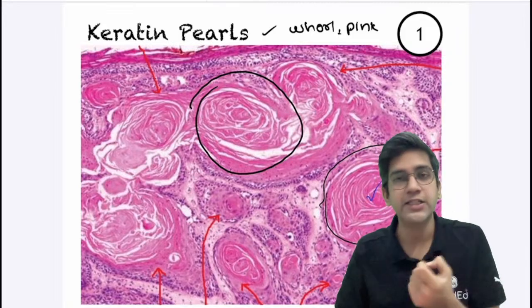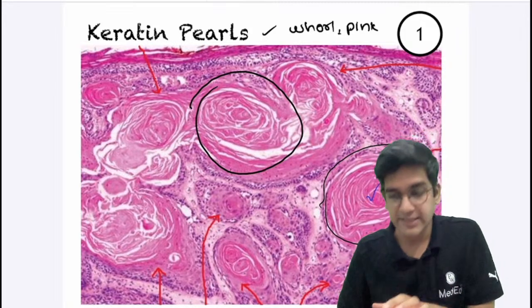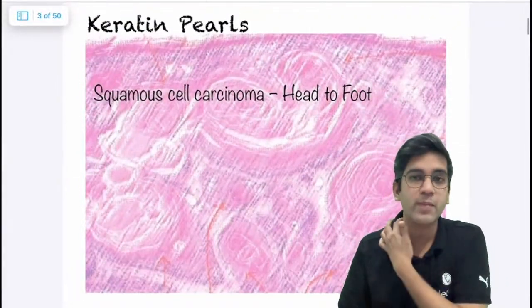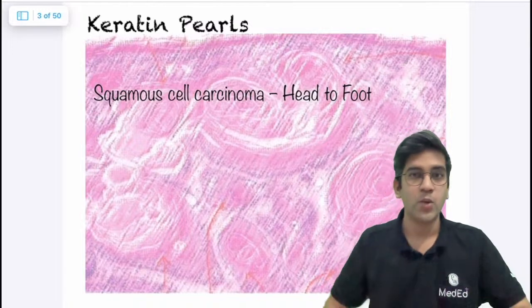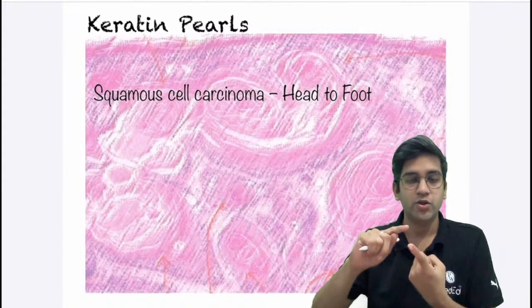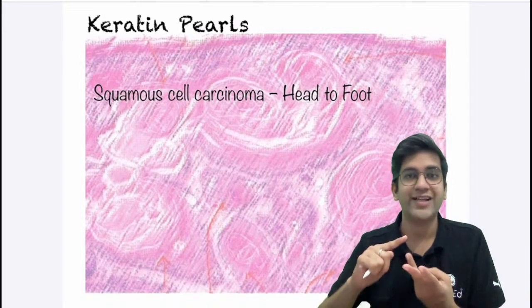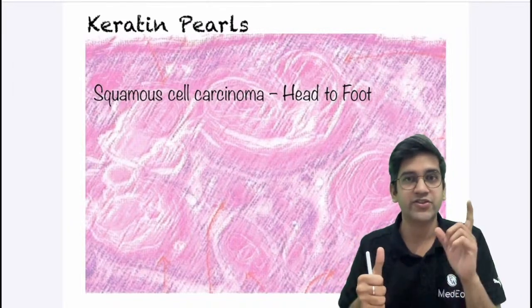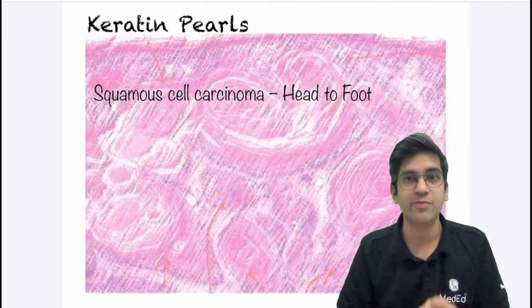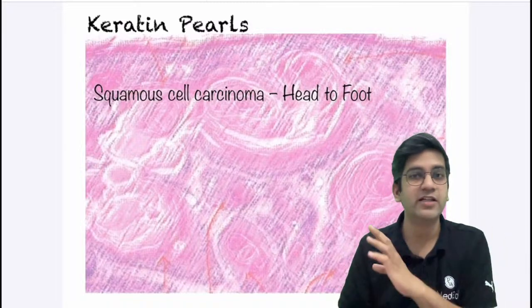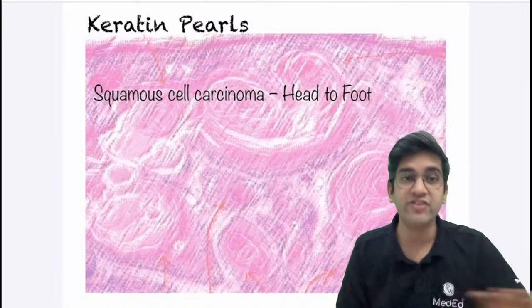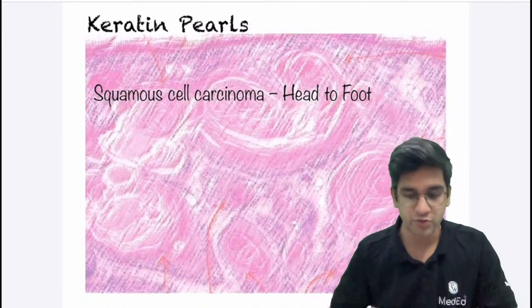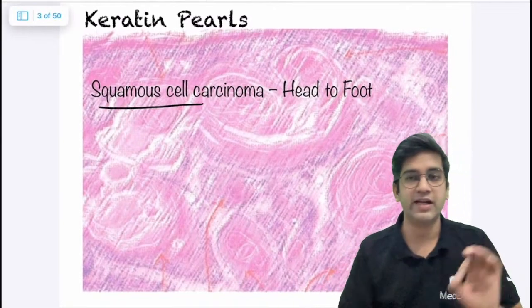So if you see whorls, keratin pearls, this is going to be diagnostic of every squamous cell carcinoma from head to foot. When I say from head to foot: your skin, nose, nasopharynx, oropharynx, oral cavity, esophagus, lung, bronchus, respiratory mucosa, your anal canal, vulva, vagina, penile, everything. Squamous cell carcinoma in microscopy will have the same keratin pearls.